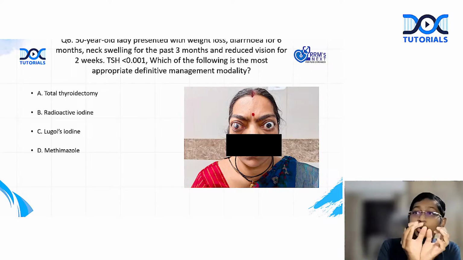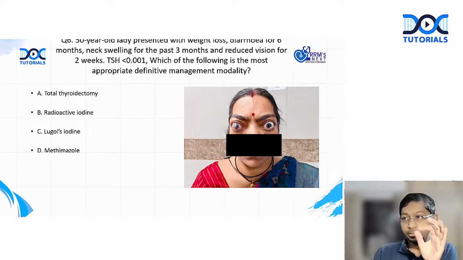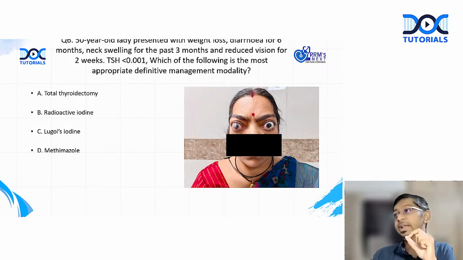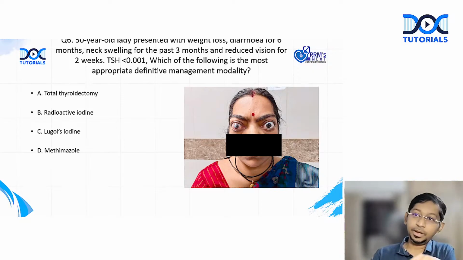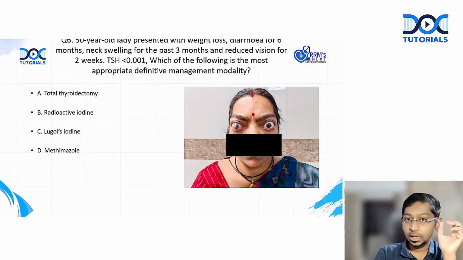So which is the most appropriate definitive management? Now remember, all these patients have to be, of course, biochemically controlled. So you definitely will need methimazole or carbimazole, which is basically a thionamide. But here they are asking for the definitive management. The correct answer to this question is total thyroidectomy. Remember, surgery is a foolproof and quick method to achieve euthyroidism. This is very important to achieve biochemical control and to manage these patients. So definitive management modality is the required phrase that needs to be noted here.